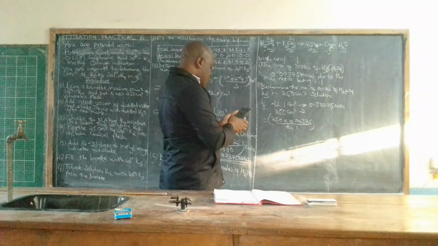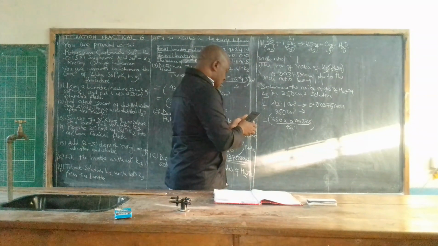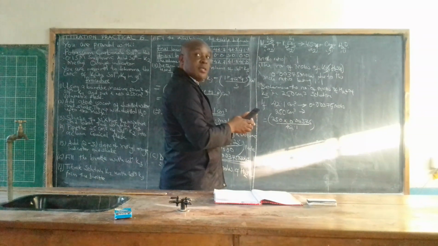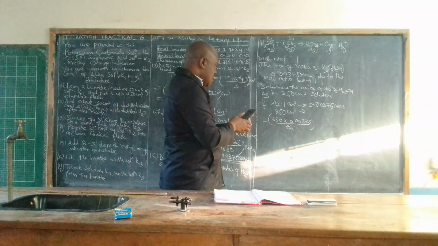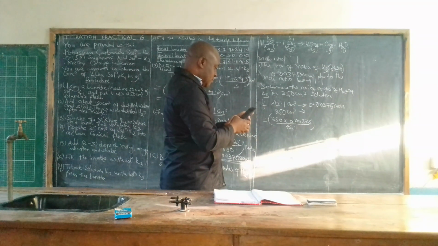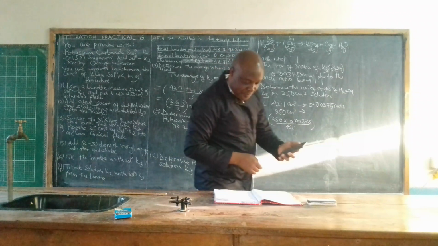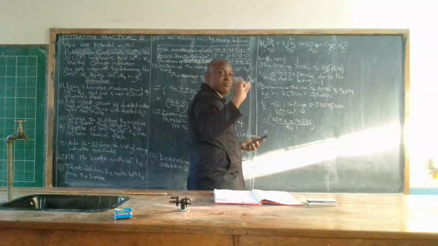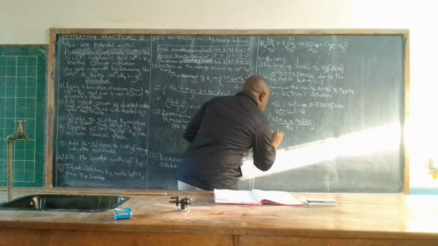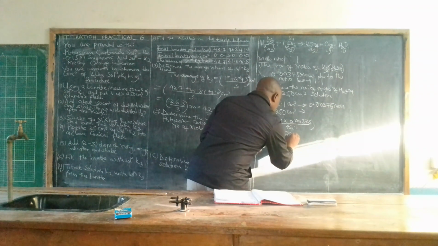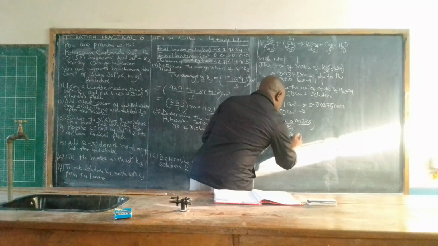So we just do it very fast. 250 times 0.00375, we divide by 42.1. So it is giving us 0.02226 moles.